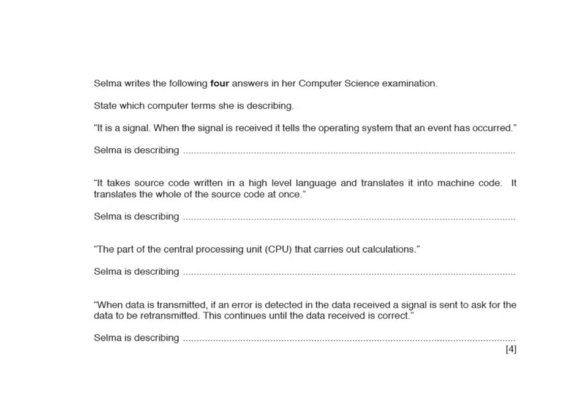Writes 4 answers in her computer science examination. So some of this is only slightly relevant. It could be in a couple of units here, so don't be concerned if you've not studied this yet. So it's a signal. When the signal is received, it tells the OS that an event has occurred. We talked about that earlier on. That is an interrupt. It takes source code written in high-level languages, translating it into machine code, and translates the whole of the source code at once. So that's the giveaway, because I thought for a second it's an interpreter. A translator, but it's looking more specifically at which one it is.